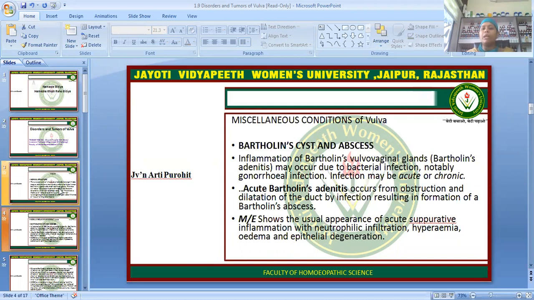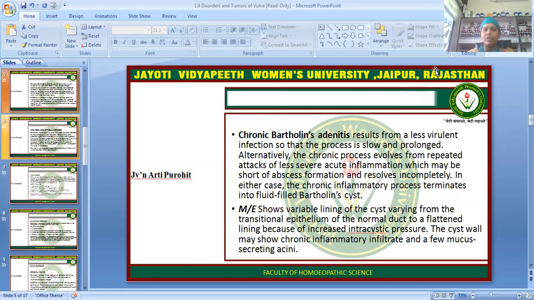The inflammation of Bartholin vulvovaginal gland, Bartholin adenitis, may occur due to bacterial infection, notably gonorrheal infection. The infection may be acute or chronic. Acute Bartholin adenitis occurs from obstruction and dilatation of the duct by infection, resulting in formation of the Bartholin abscess. The microscopic examination shows the usual appearance of acute suppurative inflammation with neutrophilic infiltration, hyperemia, edema, and epithelial degeneration.